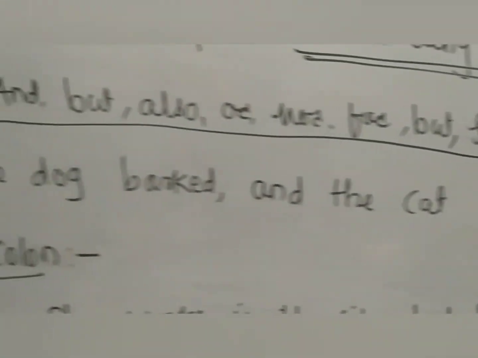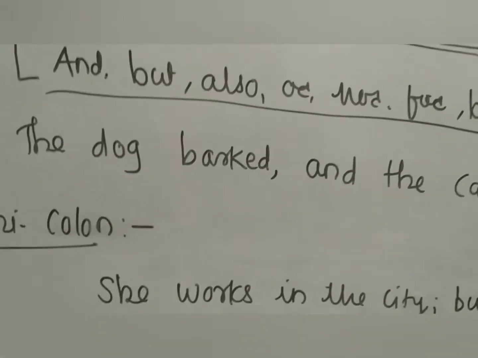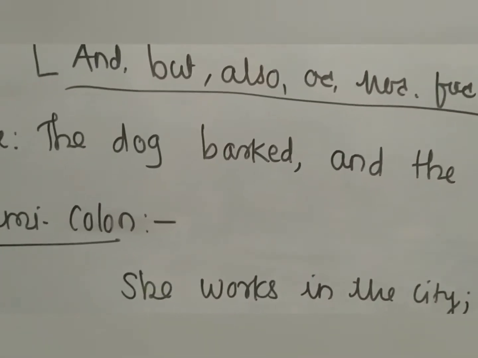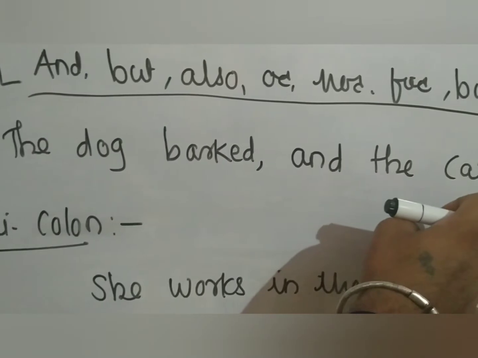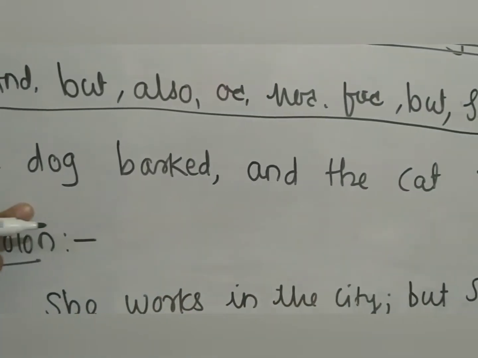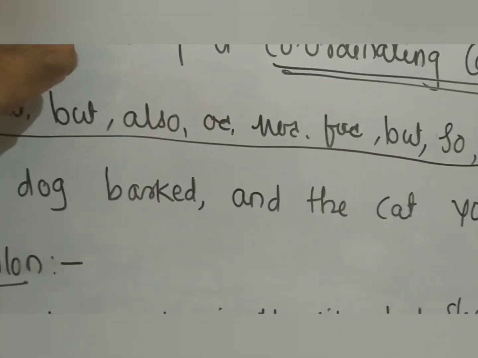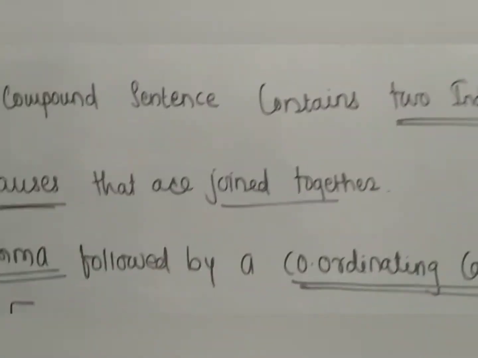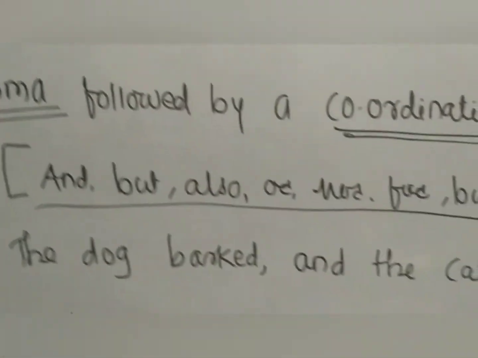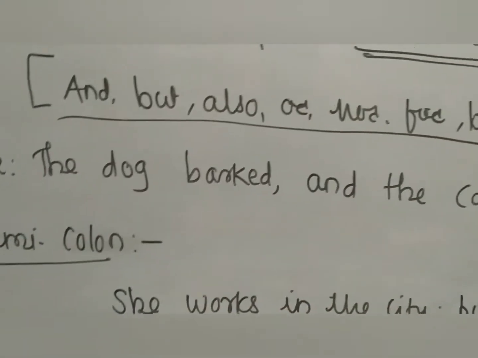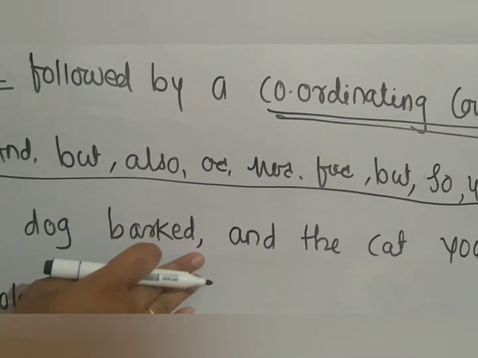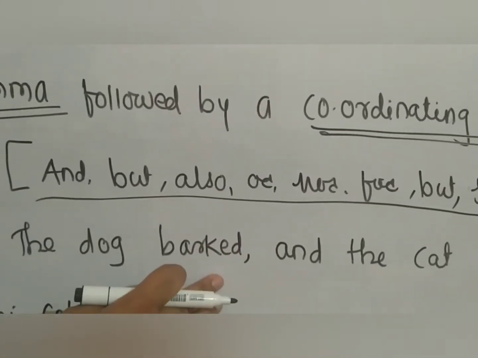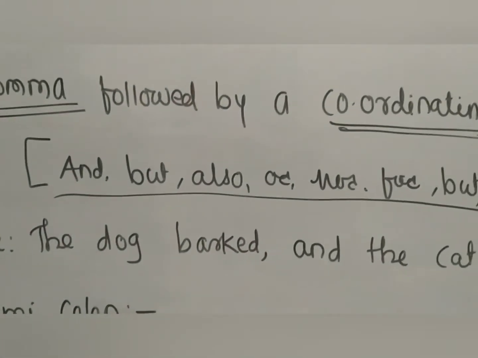Now friends, in this sentence there are two clauses. You must analyze this sentence properly. If you analyze it, you get this information. Now see how to identify this sentence. It means in this sentence there are two clauses, there is a coordinating conjunction, and there is a comma. So let's analyze this sentence.